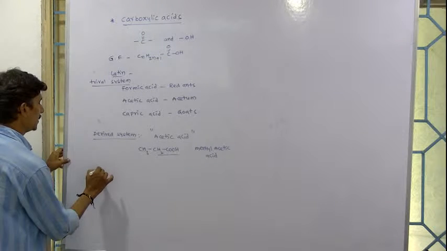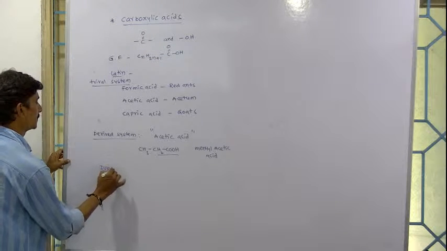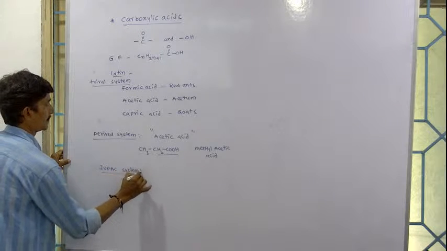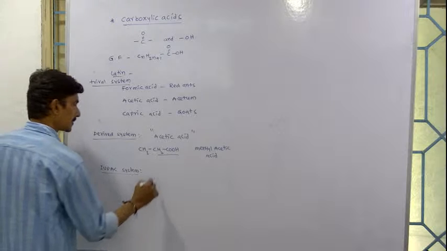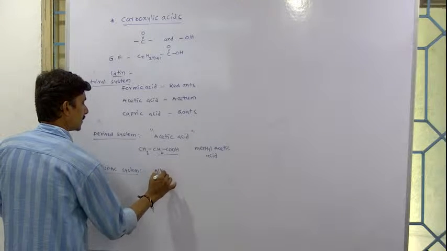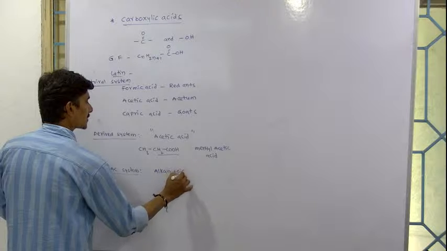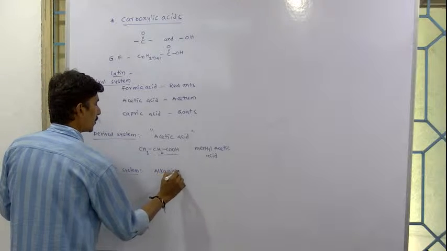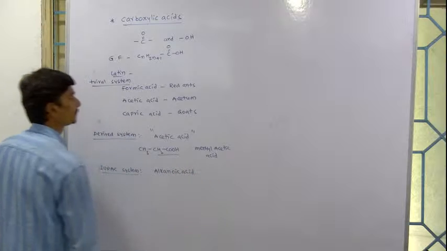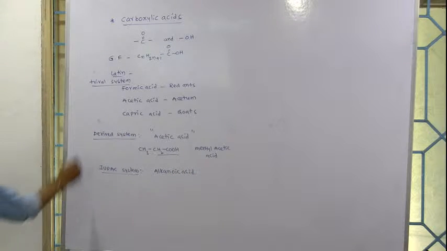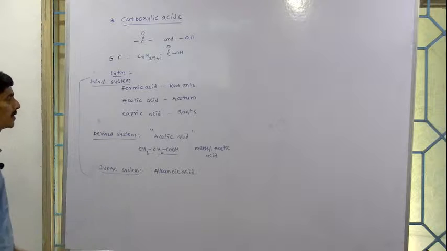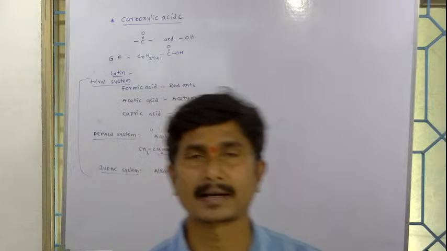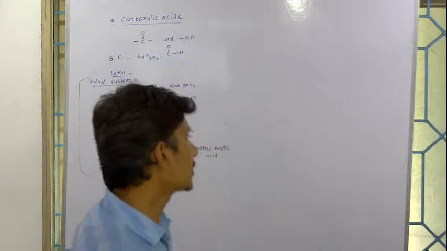And third one come to the IUPAC system. That is alkan plus oic acid. That's what we can call as the alkanoic acid. So these are three systems which are used for the naming of carboxylic acid: tribal system, derived system, and IUPAC system.